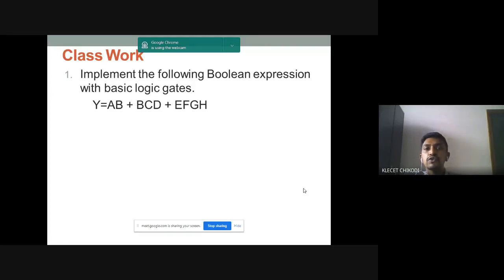What you have to do? You have to implement this using the basic logic gates. What are the basic logic gates? AND, OR, and NOT gate. We have to use those basic logic gates, AND, OR, and NOT gates, and we have to draw the logic circuit for this. Is that possible?